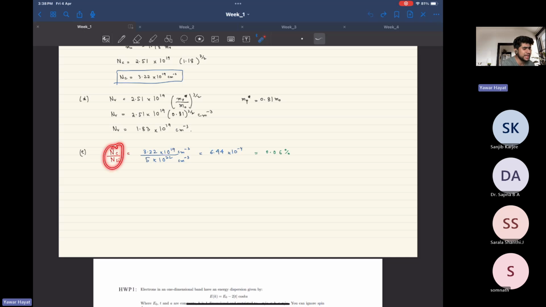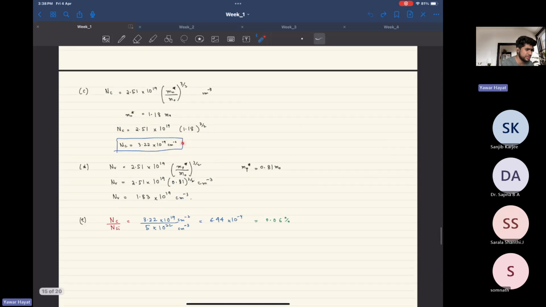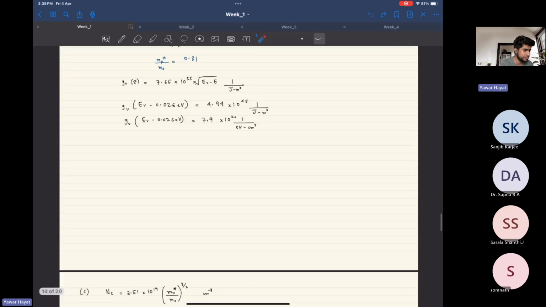So then NC by NSi is simply the ratio of this and this that we know. If you take the ratio, it comes about as 6.44 into 10 to the power minus 4. If you convert it into percentage, that is nothing but 0.06 percent.